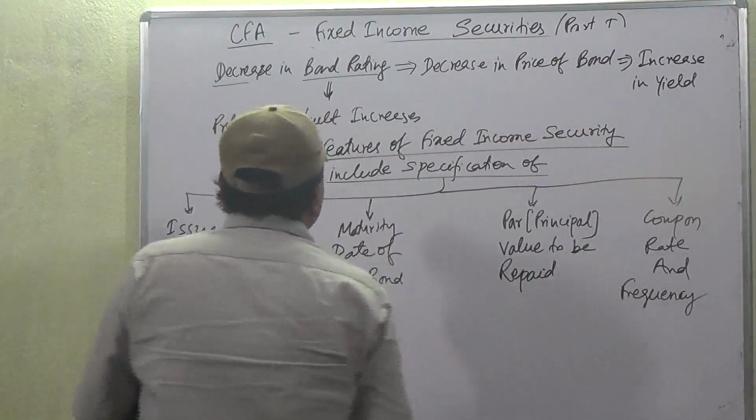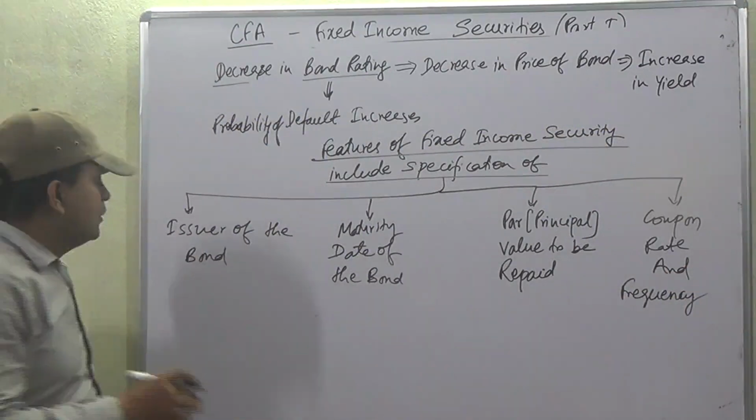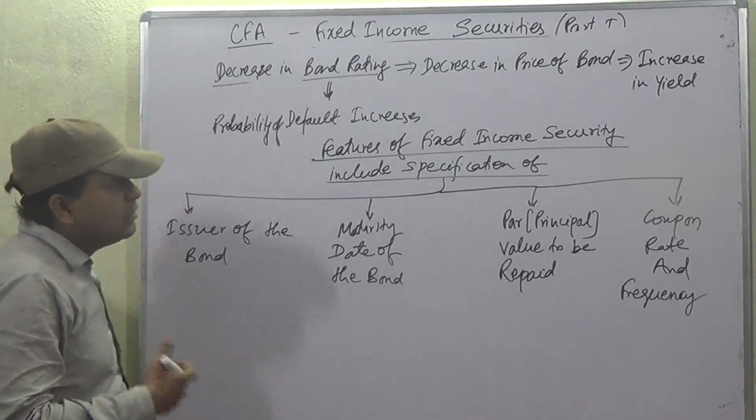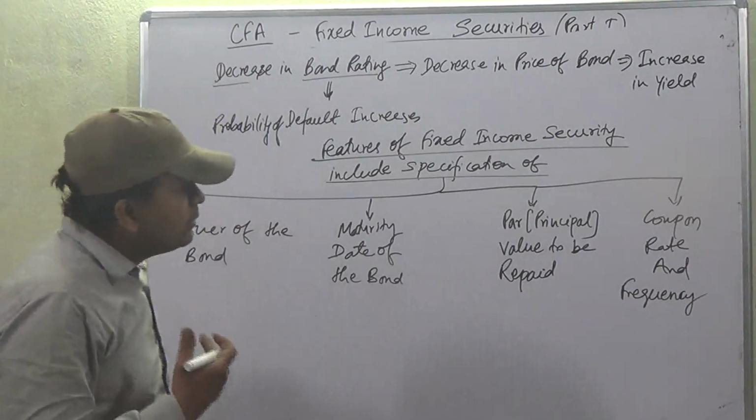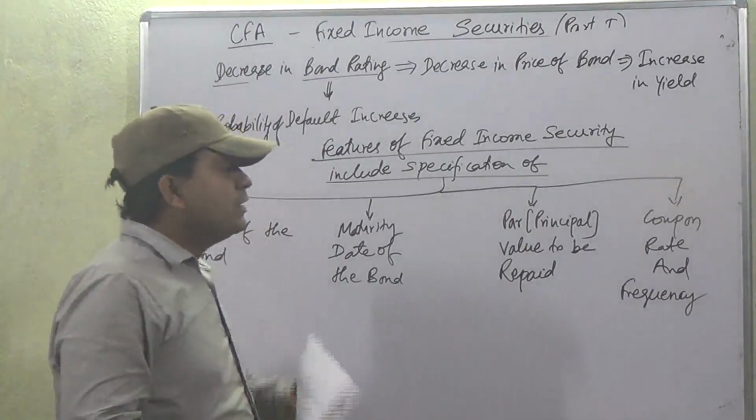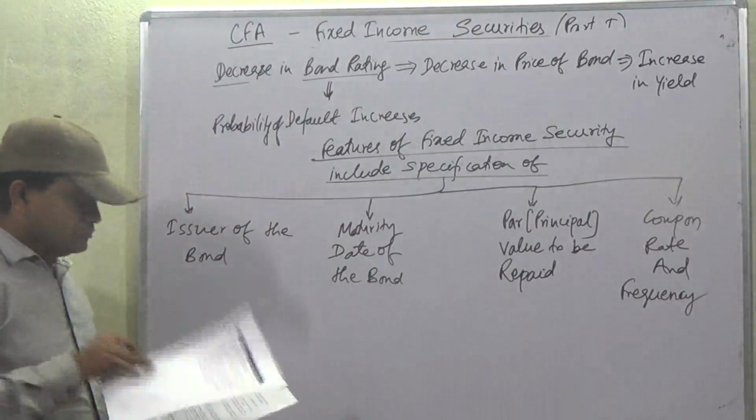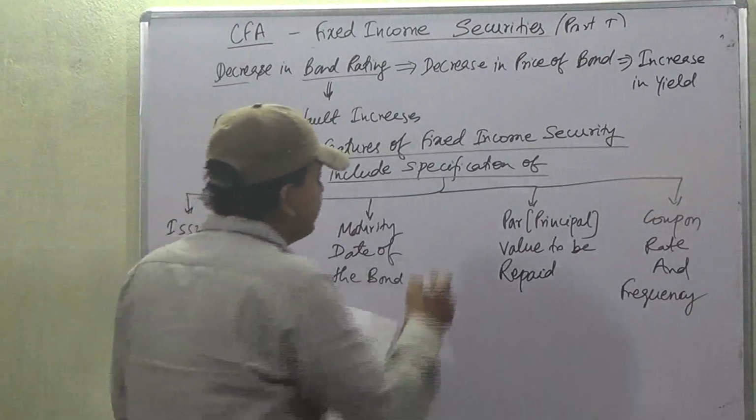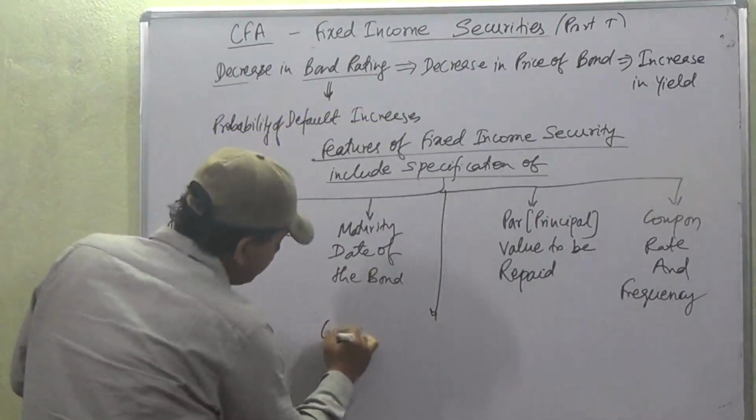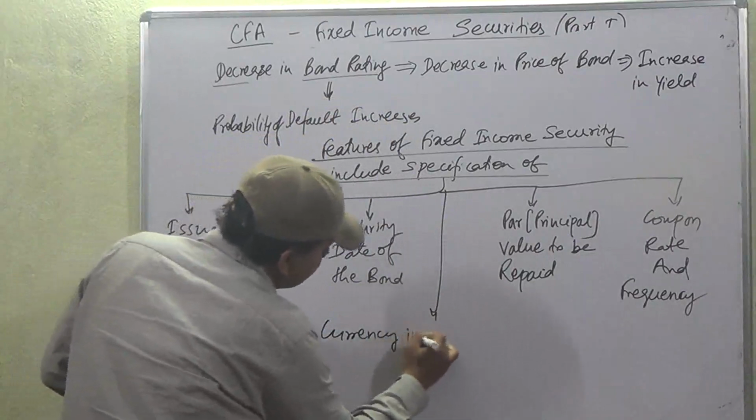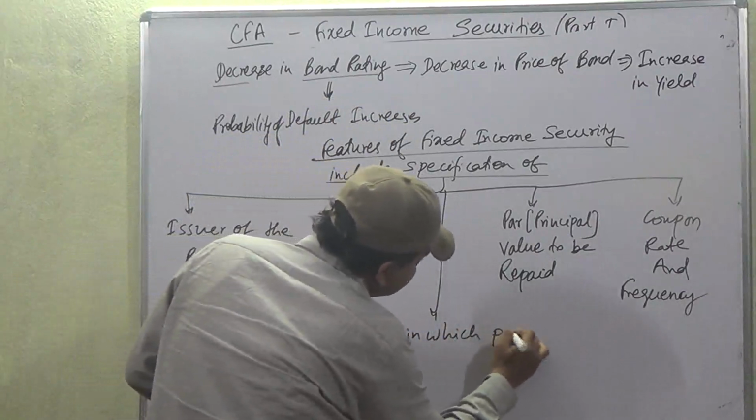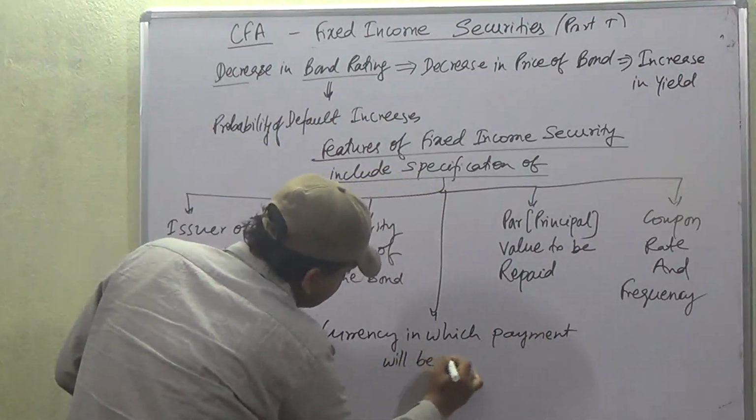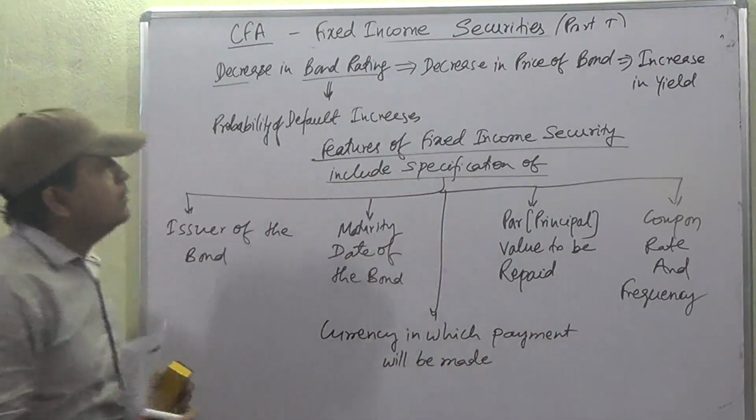Okay, so basically these are the specifications: issuer of the bond, meaning who is going to issue the bond; maturity date of the bond; par value, the principal value that is to be repaid; coupon rate and frequency. And one more thing, the currency in which payment will be made. Okay, got the point?